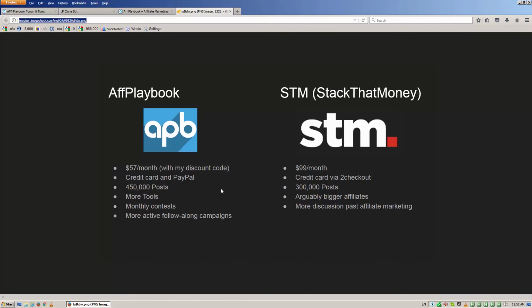The post count, there's a difference. I was actually surprised that AffPlaybook has more posts than Stack That Money, but that could be due to pruning or other issues. But in my opinion, that's not a big deal. They both have a lot of content. AffPlaybook does have more tools. Stack That Money has a few, like 3 or 4, and AffPlaybook has, I don't know, maybe a couple dozen.